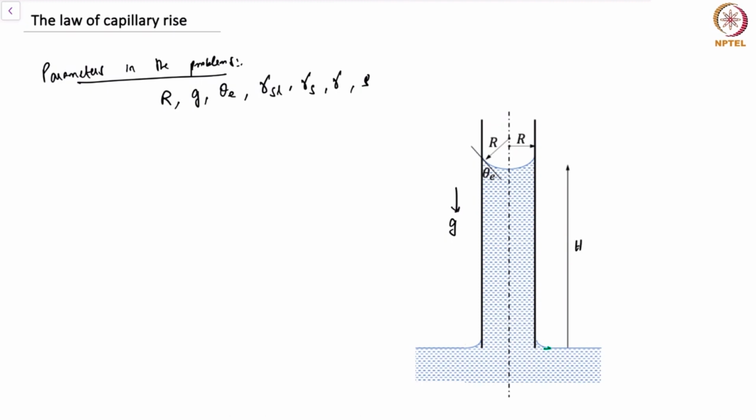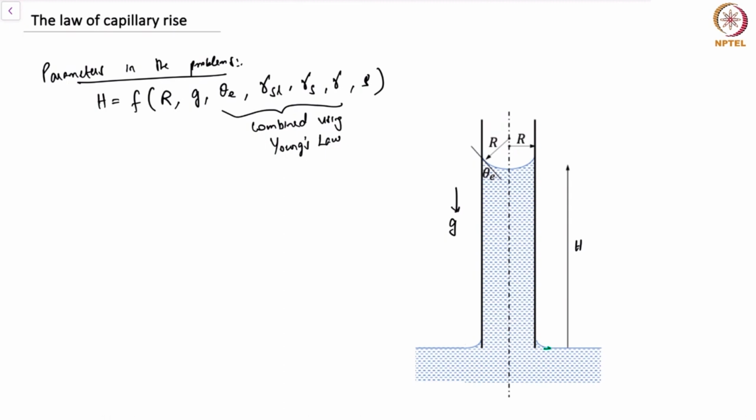Now, if we say that the fluid has risen to a height h, then we can expect that this height would be a function of all these parameters. But some of these parameters can be combined through Young's law. For example, these parameters are combined using Young's law, which means that the difference in the surface energies of the solid and the solid-liquid, divided by the surface tension of the liquid, will give us the cosine of the Young's angle.